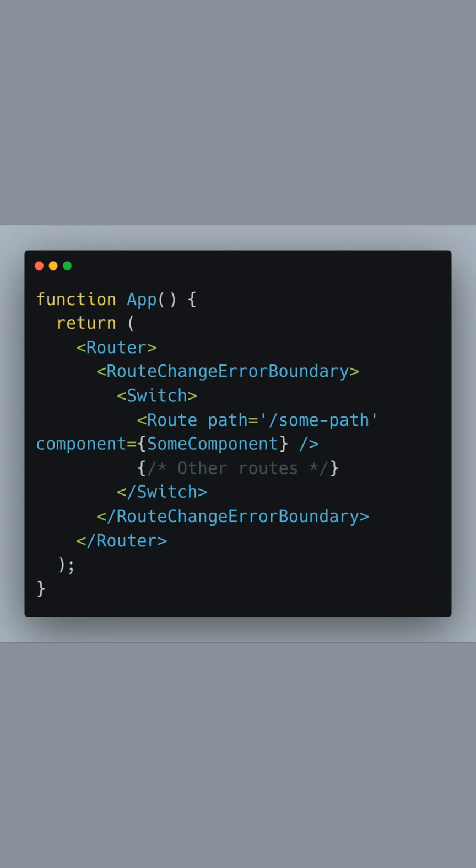This structure ensures that if any error occurs while changing routes, it will be caught by our error boundary, and the appropriate error message or fallback UI will be displayed.